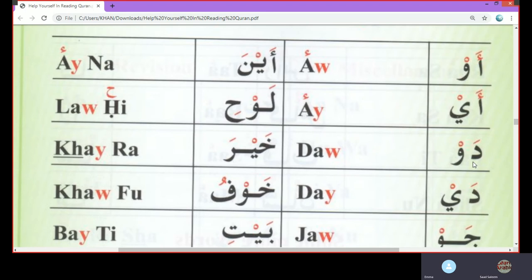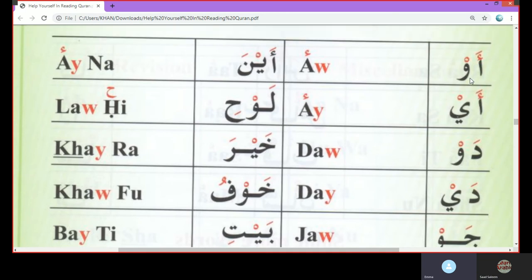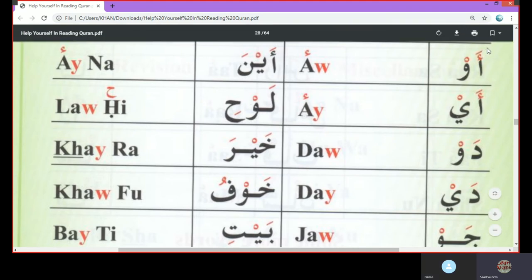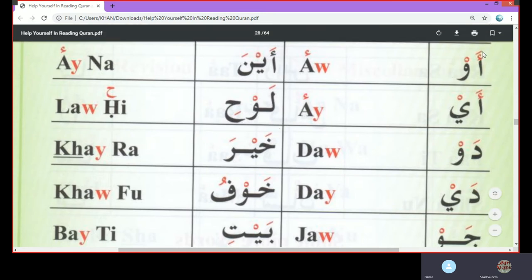Okay, now one question. Is this waw madda or simple waw? Madda, because it's got the fatha before it. No, in case of waw, it should have dhamma. So it does not have dhamma here. So it is simple waw. Okay. Now, this ya, is it ya madda or simple ya? Simple. Okay. And this ya? Simple. And this waw? Simple. Okay. So in waw, we look for dhamma. In ya, we look for kasra. And in alif, we look for fatha. Okay?